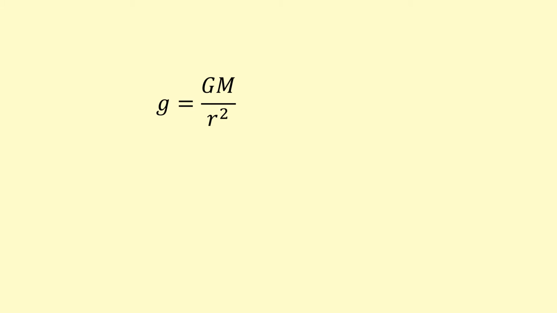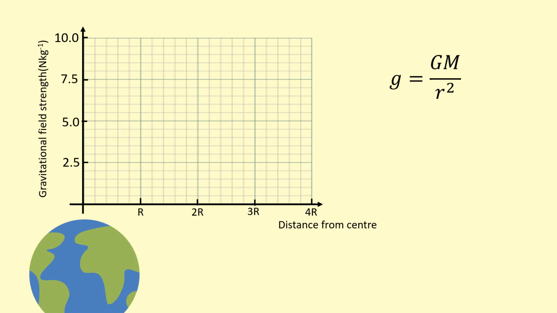Here's the equation for gravitational field strength in a radial field around some object. You can see the gravitational field strength is inversely proportional to the square of the distance between the centers of masses. If we plot this as a graph, let's say for the Earth, at the very radius of the planet, measuring from the center, we get a gravitational field strength of 9.81 right there.